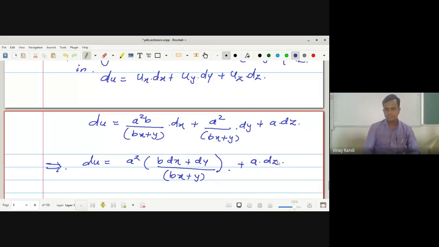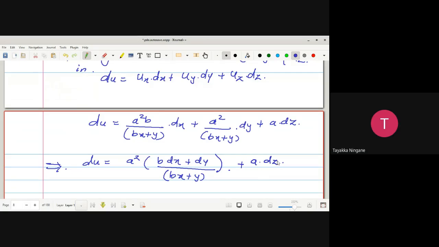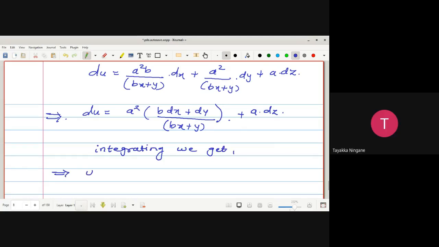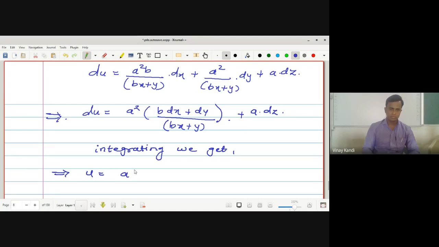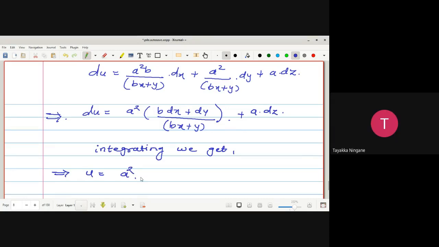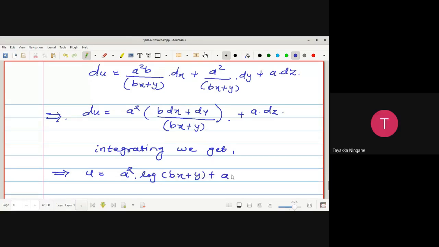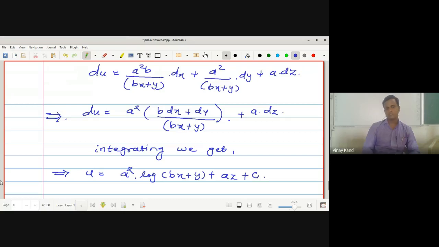Is it correct? Yes, sir. Okay, now integrate this one and tell me the answer. What is the answer? u is equal to a square into log bx plus y, very good, log bx plus y plus az plus c. Okay, so this is the required complete integral of the given partial differential equation. Any doubt up to here?